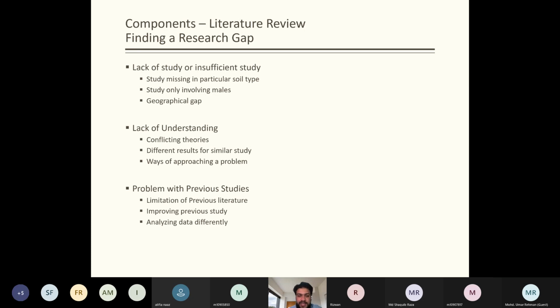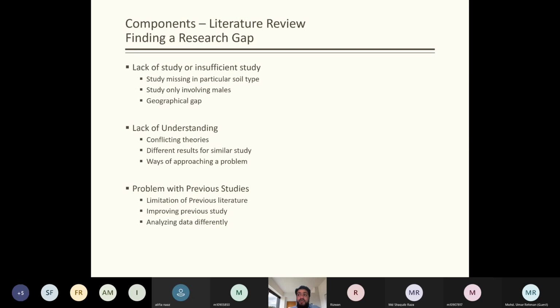And the problem with previous studies. So previous studies may have some limitations, like their methodology may not be strong enough. They don't have a sufficient amount of data. Well, they tested only two samples and they are concluding this is the effect. Well, maybe this is the effect for those two particular samples. So you have to increase the size of the samples. You have to increase the number of samples.